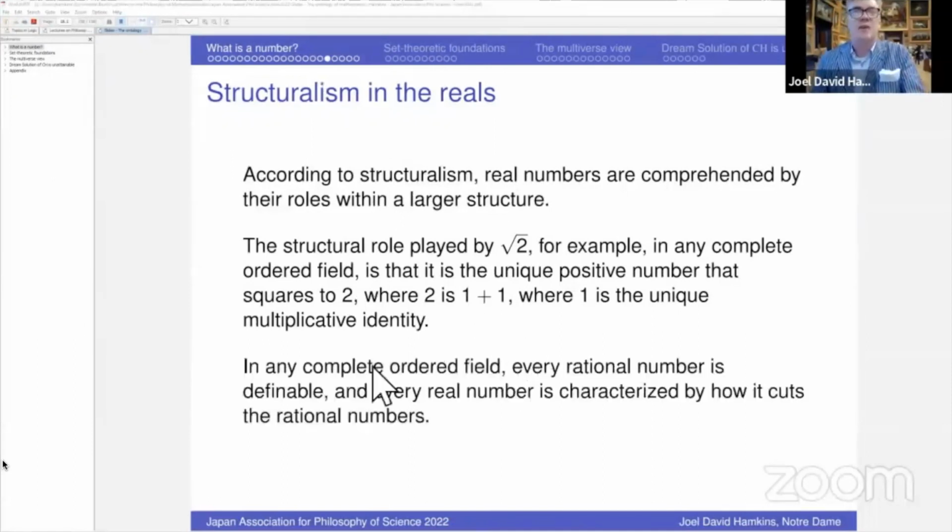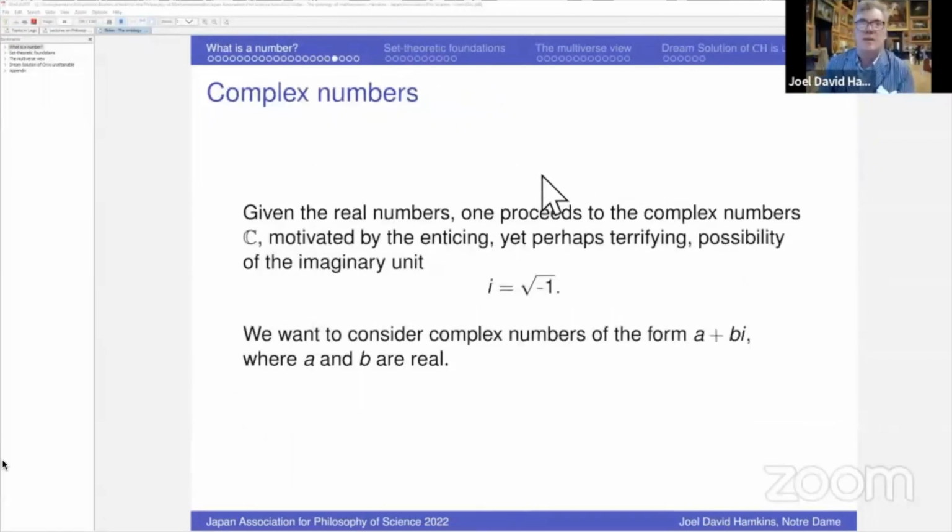So every rational number is definable in such a way, and every real number is characterized by how it cuts the rational line. So what about the complex numbers? Given the real numbers, we want to proceed to the complex numbers motivated by the enticing yet perhaps terrifying square root of -1. So we want to consider complex numbers of the form a plus bi, where a and b are real.